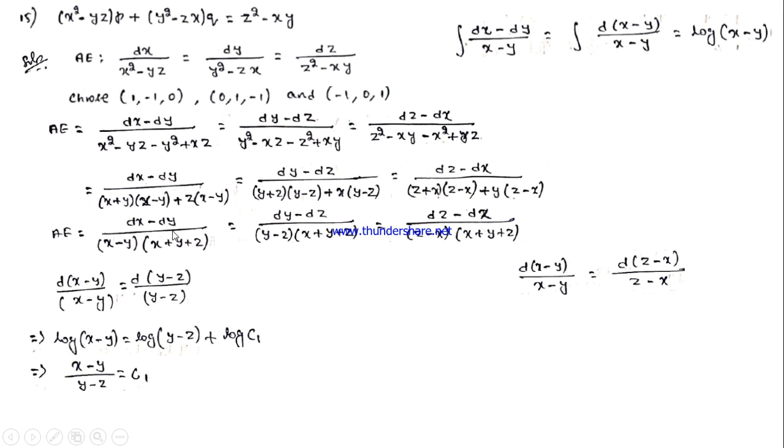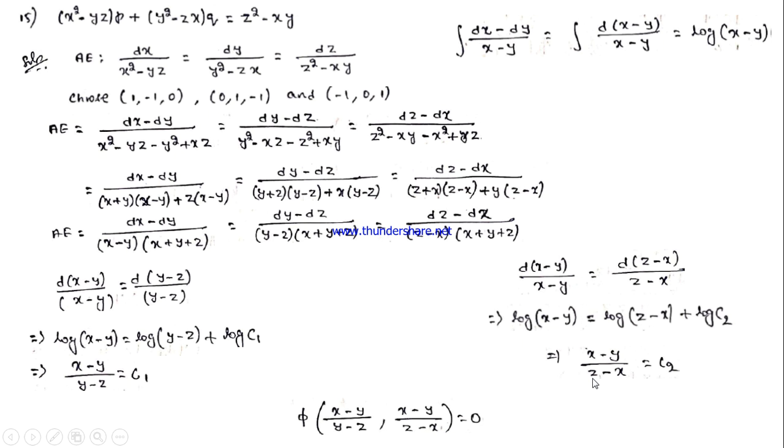Now you use either these two ratios or these two ratios to have one more solution. Right now I am using the first and the third ratio here to have the solution x minus y by z minus x equal to c2. So now from these two we can write our general solution, that is phi of x minus y by y minus z, comma, x minus y by z minus x equal to 0.